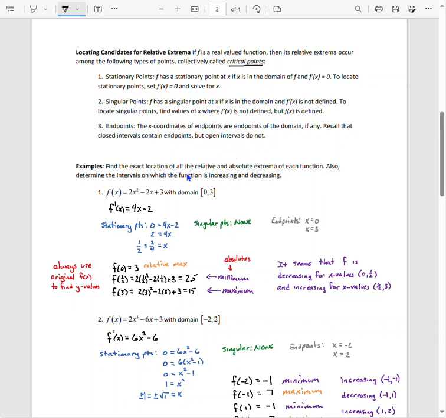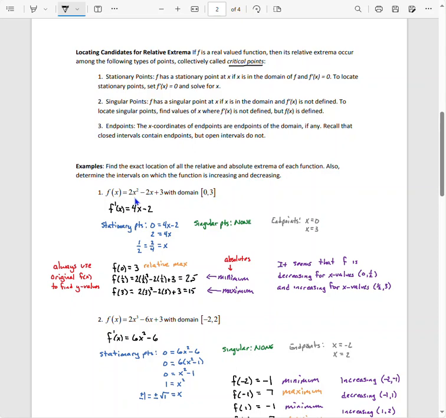All right, find the exact location of all relative and absolute extrema of each function. Also determine the intervals on which the function is increasing and decreasing. What? We haven't even talked about that yet. Let's take a look at number 1. Our function is 2x squared minus 2x plus 3 with a domain from 0 to 3.